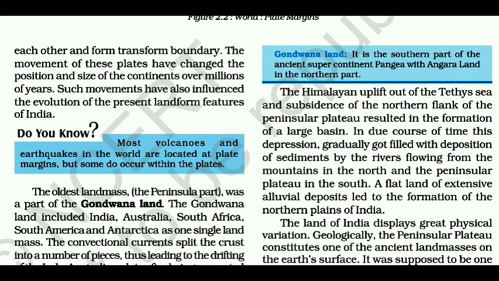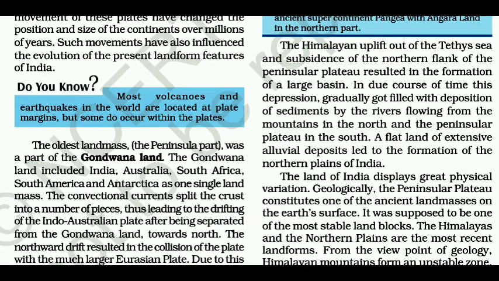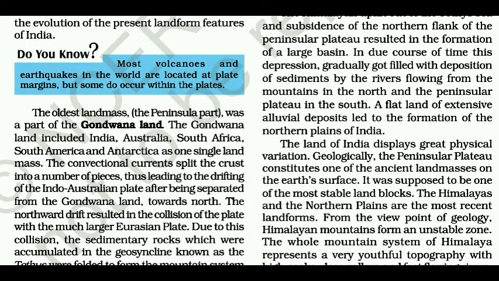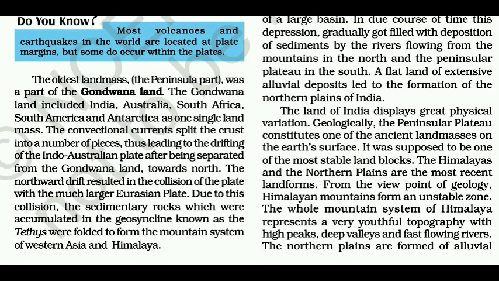Gondwana land is the southern part of the ancient supercontinent Pangaea, with Angara land in the northern part. The Himalayan uplift out of the Tethys Sea and subsidence of the northern flank of the peninsular plateau resulted in the formation of a large basin. In due course of time, this depression gradually got filled with the deposition of sediments by the rivers flowing from the mountains in the north and the peninsular plateau in the south. A flat land of extensive alluvial deposits led to the formation of the northern plains of India.